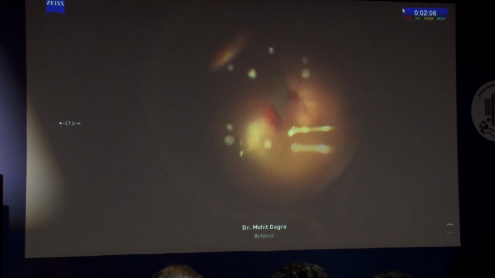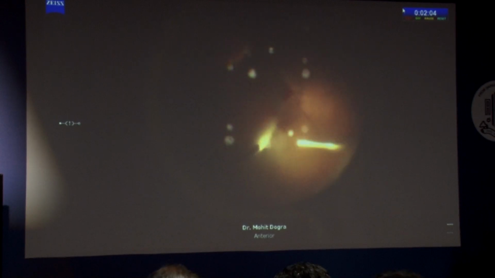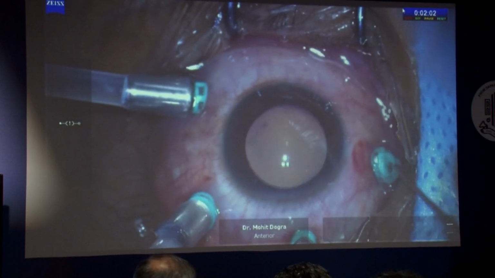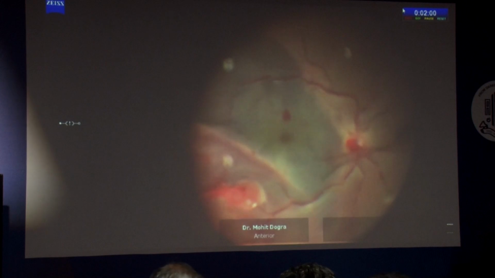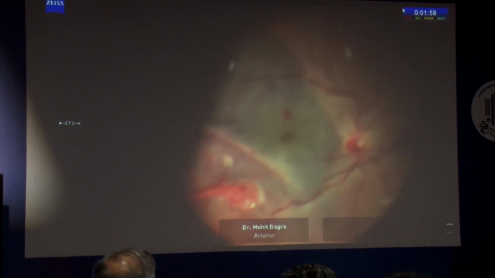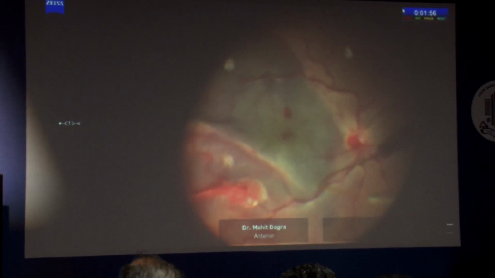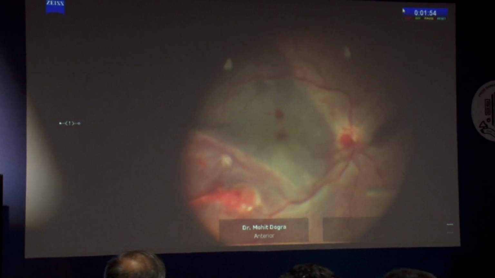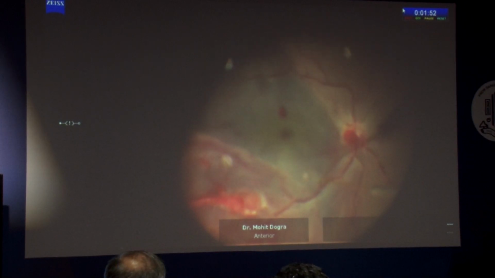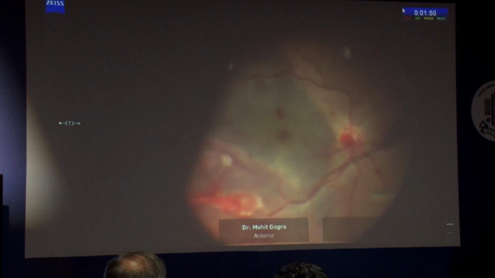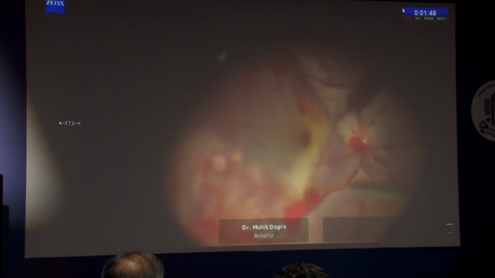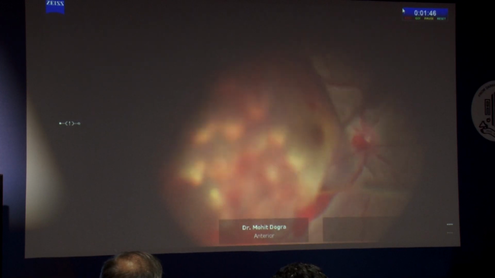And this is a small video demonstrating the steps of surgery. Following the pars plana vitrectomy, a subretinal cannula is used to inject a mixture of either TPA and air or BSS and air into the subretinal space. And this is followed by partial fluid-air exchange and SF6 tamponade.